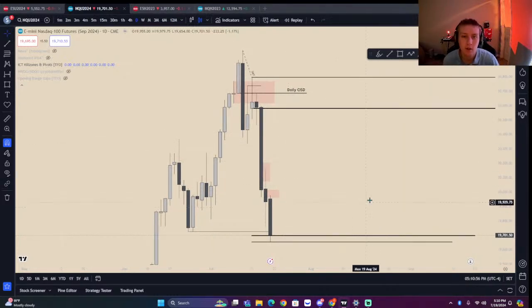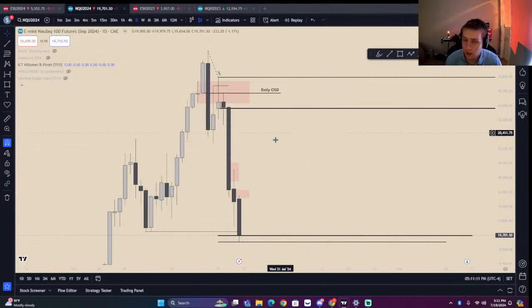SMT, have that SysD, Monday manipulation, Tuesday continuation leading into expansion. Here's that breaker. That breaker is actually this daily candle here.